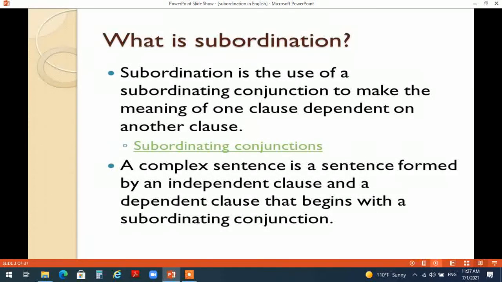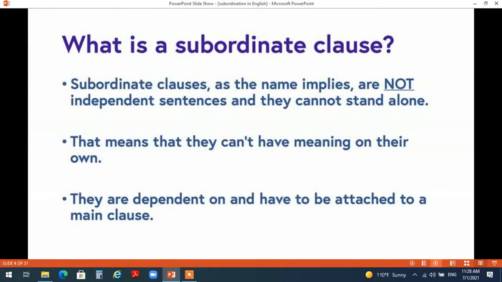في هذا النوع من الجمل يتكون لدينا عادة نوعان من أنواع العبارات الفعلية. We have two clauses. One of the clauses will be the dependent clause، العبارة الفعلية التابعة أو غير المستقلة، والتي يكون في بدايتها أداة الربط subordinator. أما العبارة الفعلية الأخرى فستبقى هي عبارة فعلية مستقلة or independent clause. Now, what do you mean by a subordinate clause? ماذا نعني بالعبارة الفعلية التابعة؟ Subordinate clauses, as the name implies, are not independent sentences and they cannot stand alone.